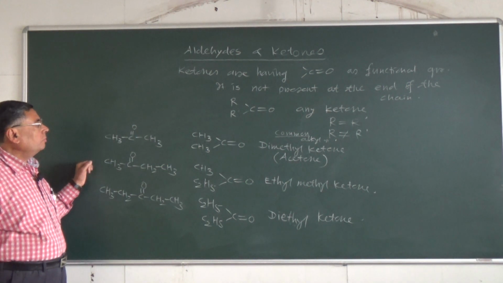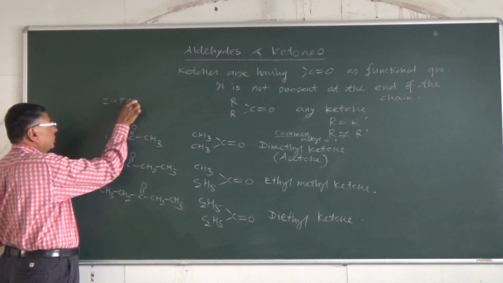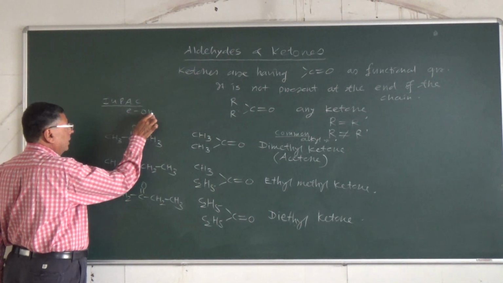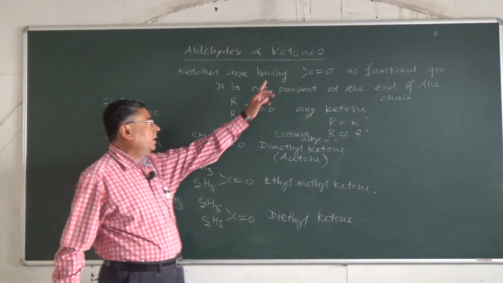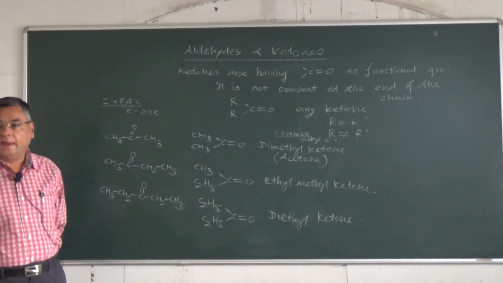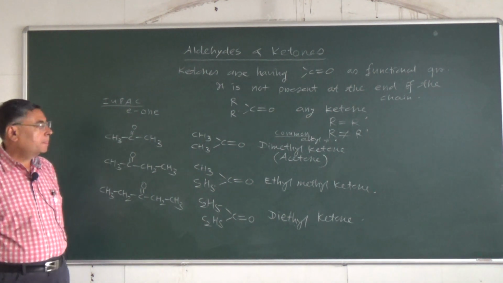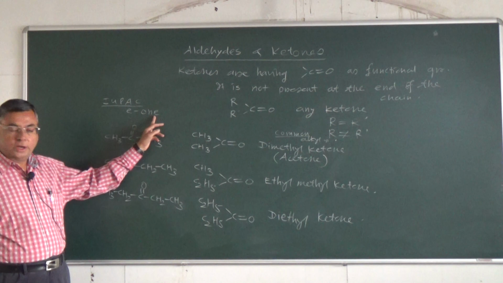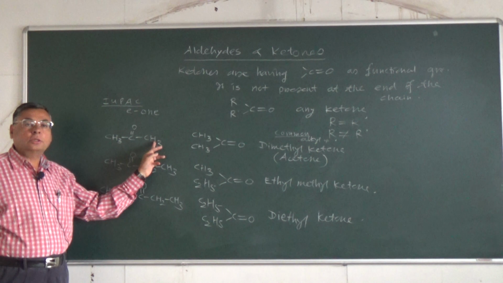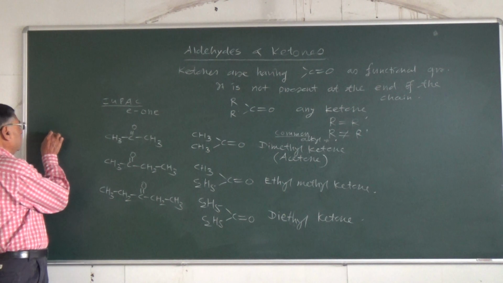Now for IUPAC system usual rules are followed. Select the longest chain, etc. And E of the alkane is replaced by ONE, because in ketone ONE is the suffix. In aldehyde E is replaced by AL suffix. So here E is replaced by ONE. Now select the longest chain, 1, 2, 3. How many carbon? 3. 3 carbon means propane. From propane remove E, attach ONE, propanone.